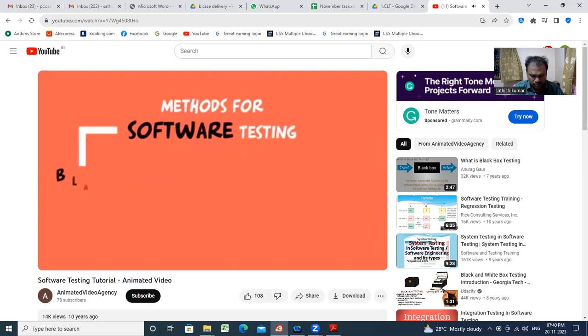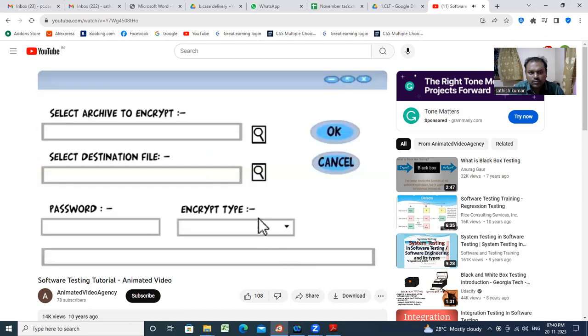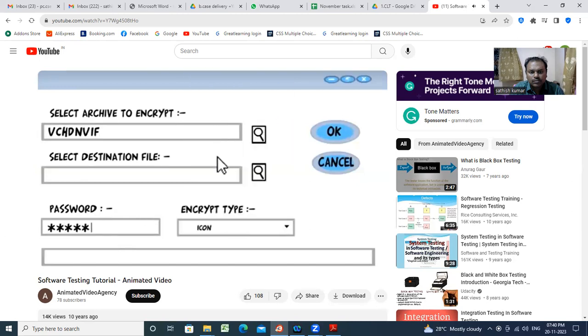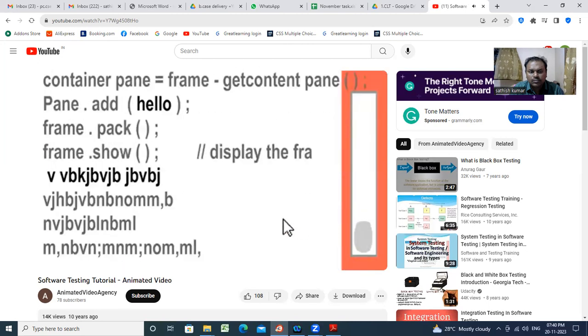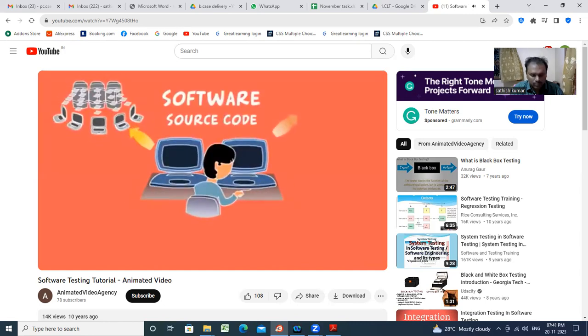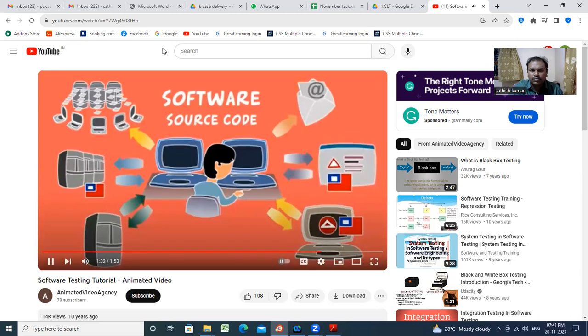There are different methods for software testing, like black box, white box, and gray box testing. In black box testing, the tester provides inputs and examines outputs without knowing how and where the inputs are worked upon. White box testing is the detailed investigation of internal logic and structure of the code. Gray box testing is a technique to test the application with limited knowledge of the internal workings of an application.